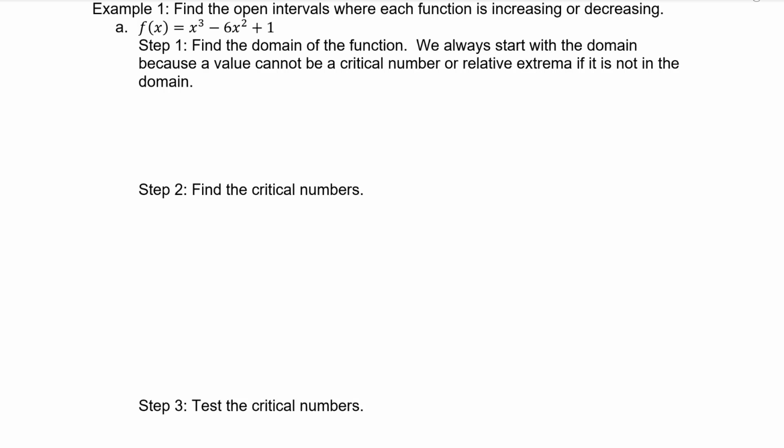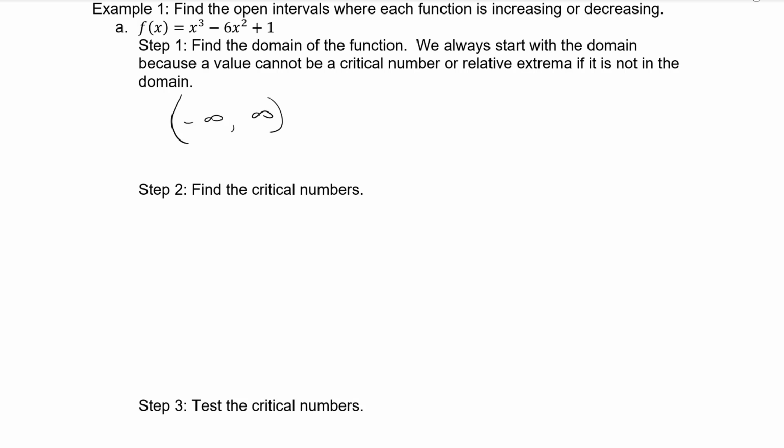So the domain of this function, look at the type of the function that it is. F of x equals x cubed minus 6x squared plus 1 is a polynomial. So that means in this case our domain is negative infinity to infinity. Step 2, find our critical numbers.